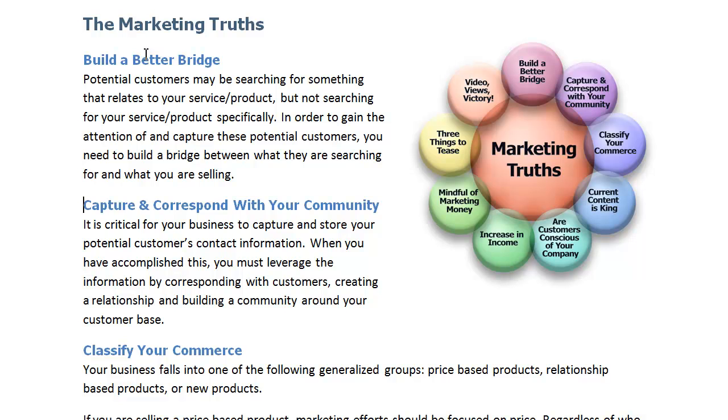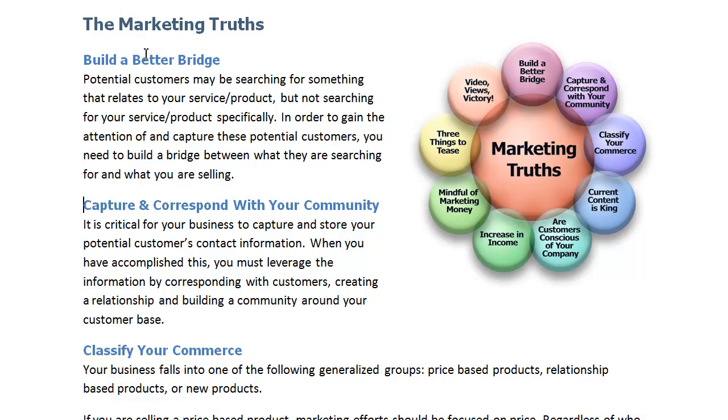The next one is capture and correspond with your community. This is crucial. So many businesses out there don't have a list and aren't building a community around their current client list. And there are really two different lists we're talking about: potential customers who have never bought, and current customers who have purchased. And you should be going after both of them, obviously.